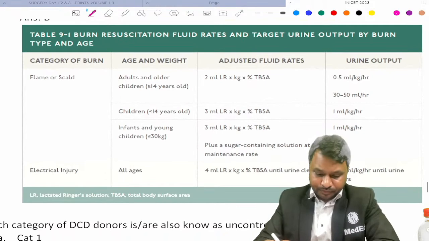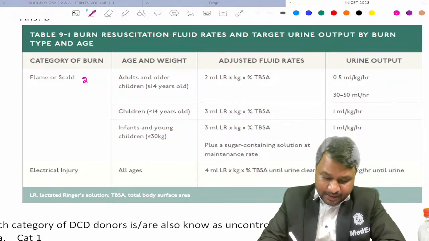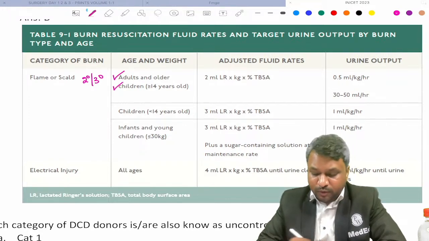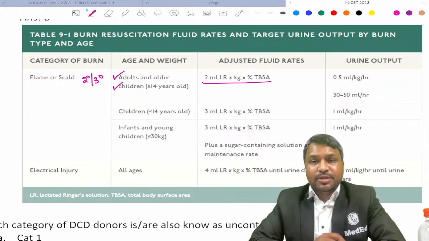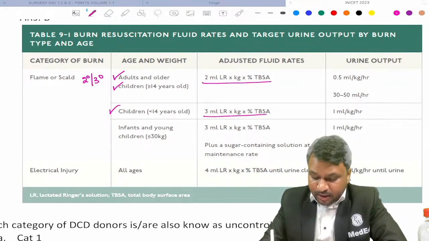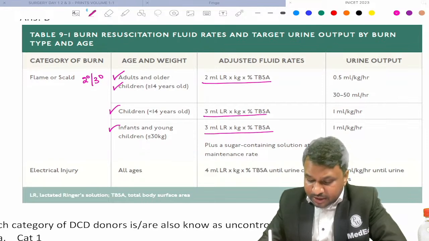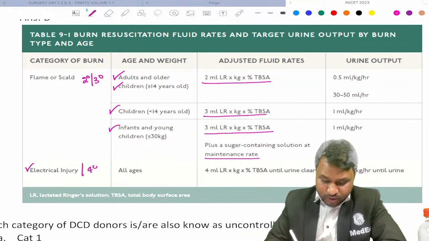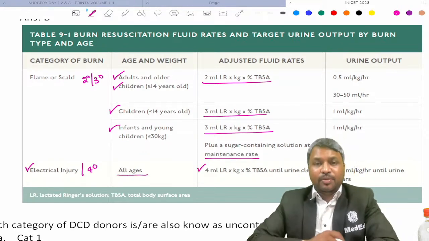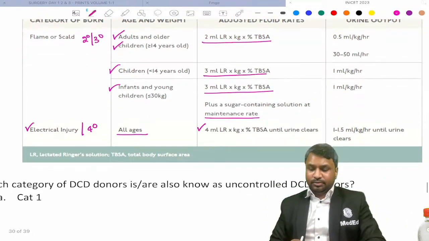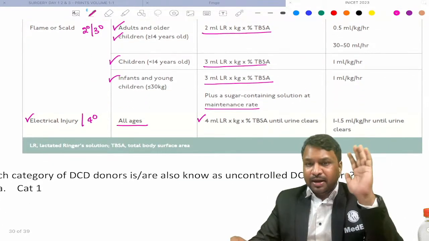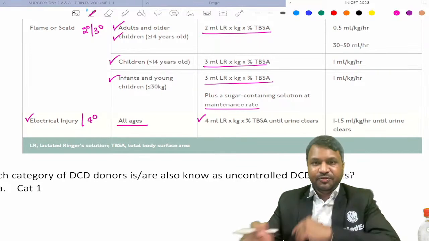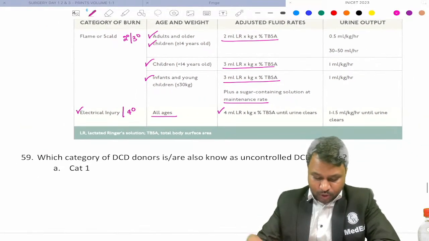ATLS I've given you. If it is a second degree or a third degree burn, and the patient is an adult or a child more than 14 years, 2 ml per kg per percentage of total body surface area burn. Child less than 14 is 3 ml. For an infant, you will add this, that is 3 ml, along with maintenance fluid. For electrical injury and the 4th degree burns, for all ages, it is 4 ml per kg per percentage of total body surface area. Parkland is obsolete. We don't use Parkland. Parkland causes over resuscitation. We are going to use only your ATLS protocol.